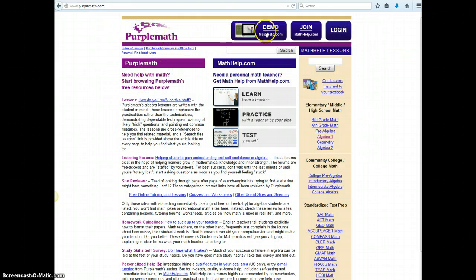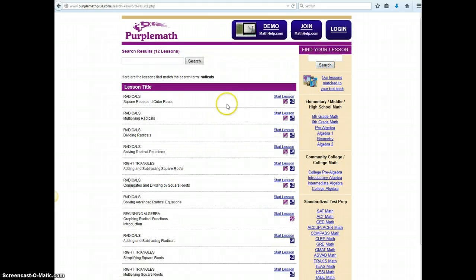Then the other resource I wanted to tell you about is purplemath.com. And again, there are all sorts of options here of things you can learn about, like how to suck up to your teacher, but you don't need to learn that. So again, you have a search option. Go to radicals, if I can spell it correctly, and we'll search for that. And again, it's got all the different topics here, and you've got all the different lessons. A lot of people like this as a resource as well.